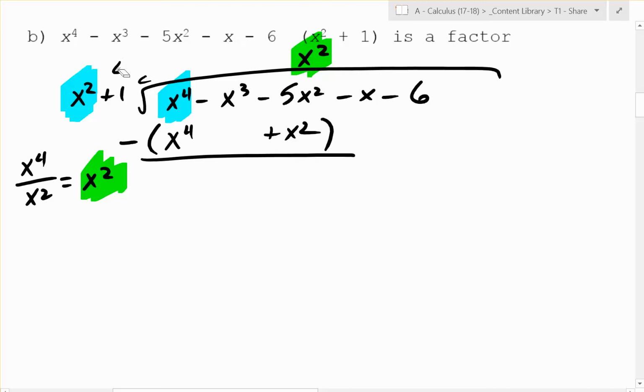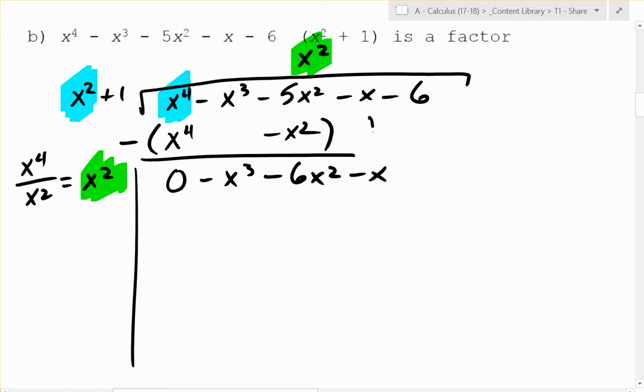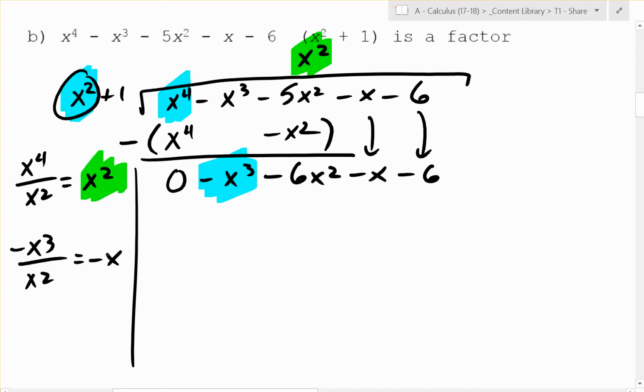It's super important. So when you do this subtraction, x to the 4th minus x to the 4th is 0. So you have minus x cubed and then minus 6x squared because it's negative 5x squared minus x squared. And then you have minus x because that drops down, and minus 6. The new leading term is going to be negative x cubed. This one stayed the same, so x squared is minus x.